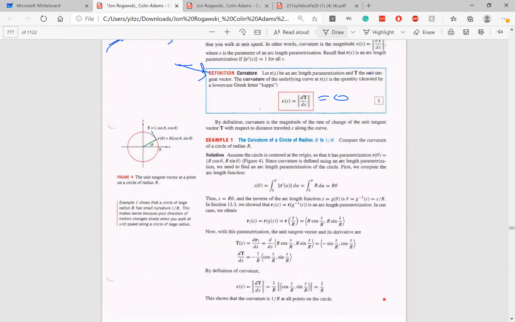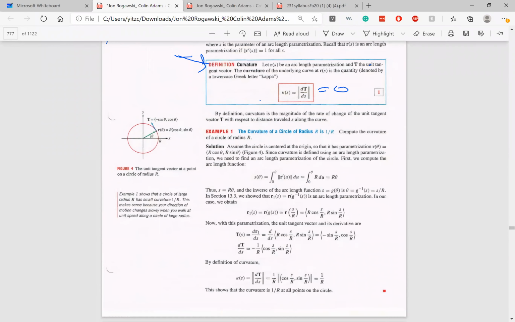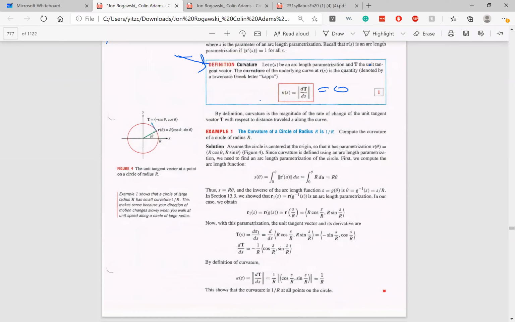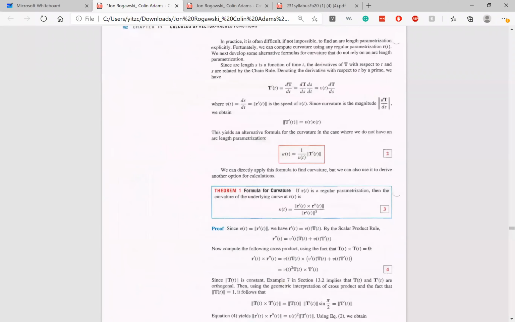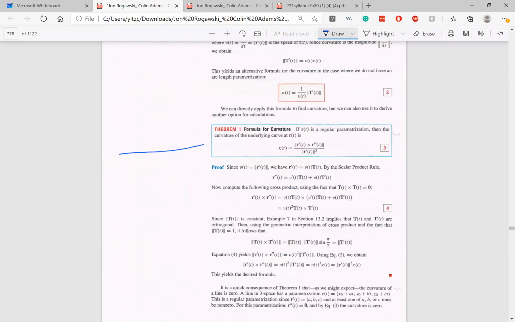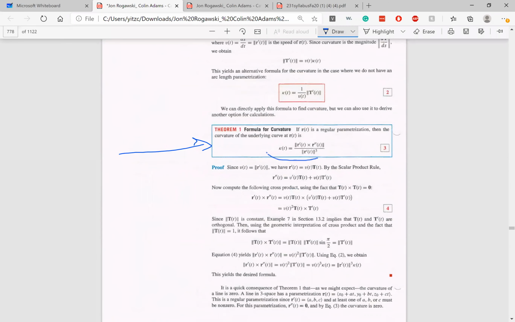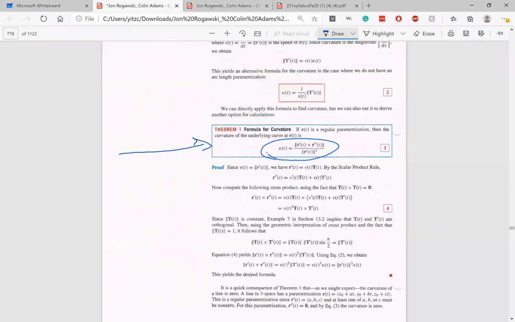And so then what they do over here is they use this actual definition to compute the curvature of a circle. I'm not going to go through that because you don't need to know how to do that. All you need to know is how to use this formula. So don't try to compute curvature by looking at the definition. This over here is just a formula that allows you to compute the curvature of a curve that has been parameterized. In general, you would be computing it at some point.